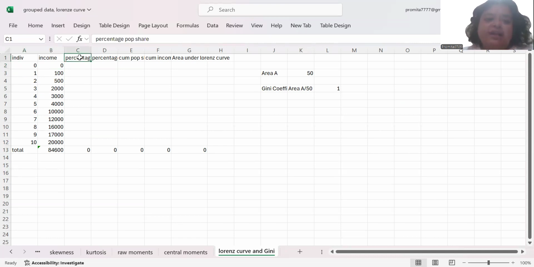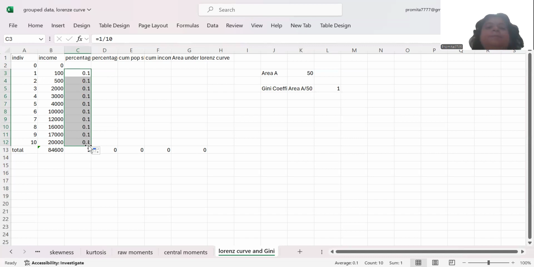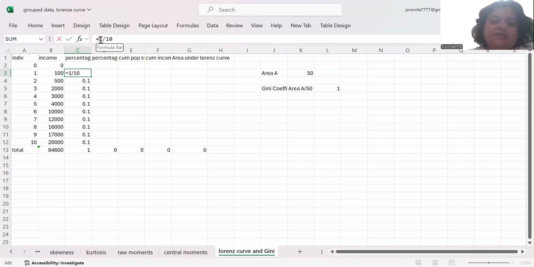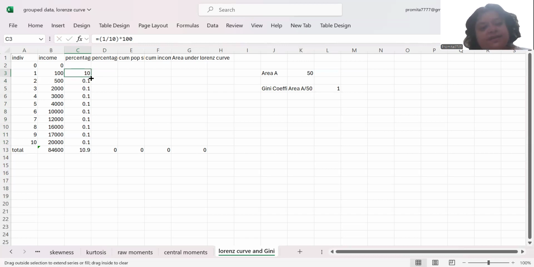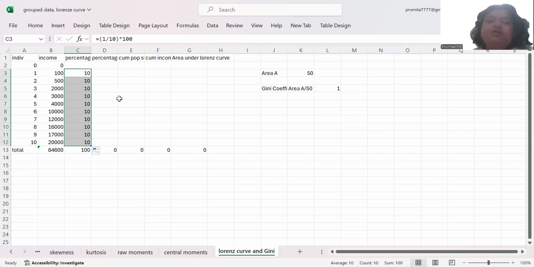So next we have to calculate the percentage population share. See, total population is 10. So everyone is sharing 1/10 of the total population. That is the logic. So it should be 1 divided by 10. So each one's percentage population share is 1 by 10 into 100%. So this gives you the percentage population share. So each one is sharing 10% of the total population.